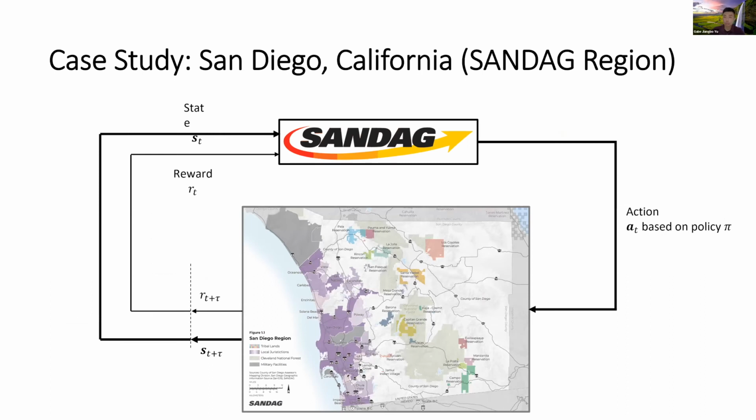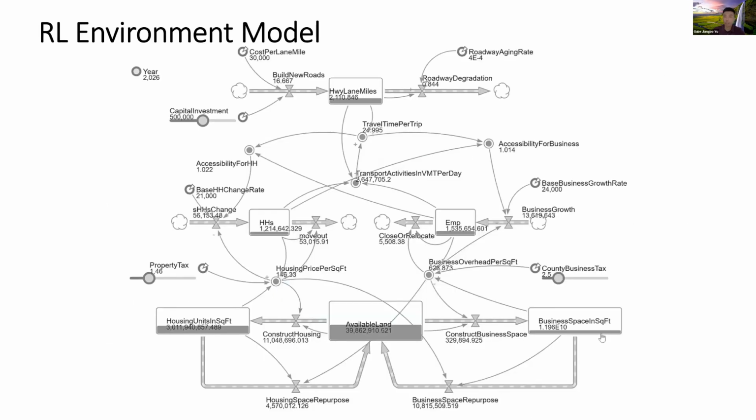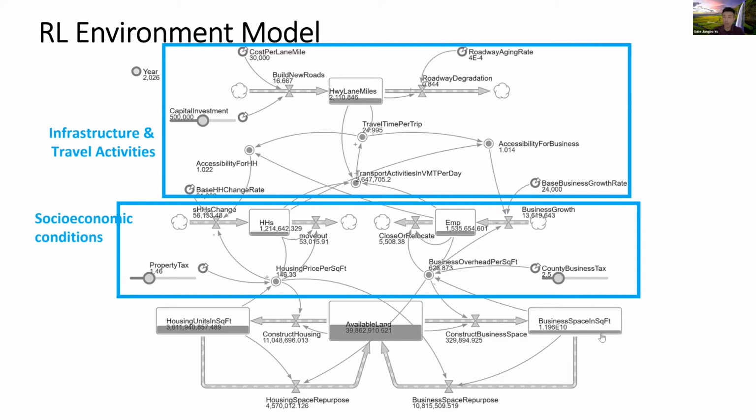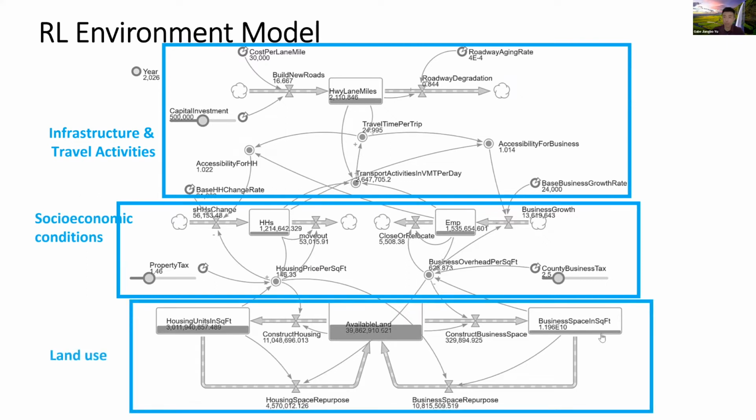This section demonstrates the proposed framework using a simple example developed based on the county of San Diego in Southern California. The county is about a 4,200 square mile region with around 3.3 million residents. We developed a low resolution long-term urban dynamics model based on the system dynamics modeling paradigm, further simplified to make this recording possible so that it can fit into one screen. The model contains three main components: transportation infrastructure and travel activities; socioeconomic conditions, which mainly captures household and employment dynamics; and the third component, land use, which captures the conserved transition among residential, business, and vacant land.